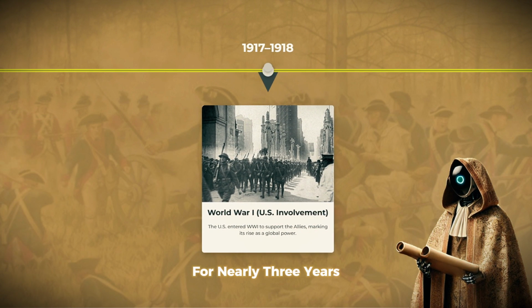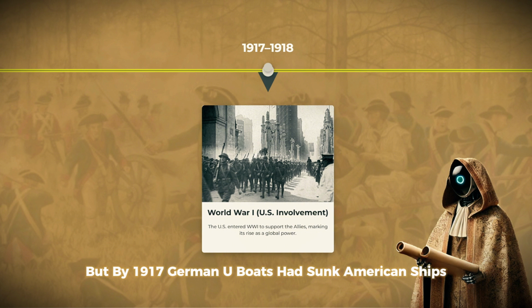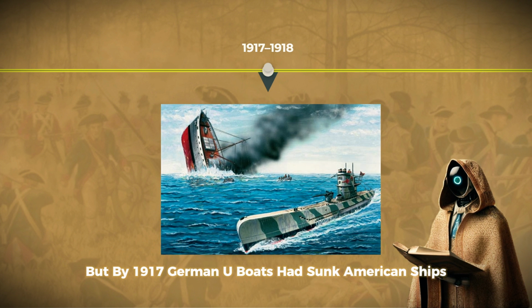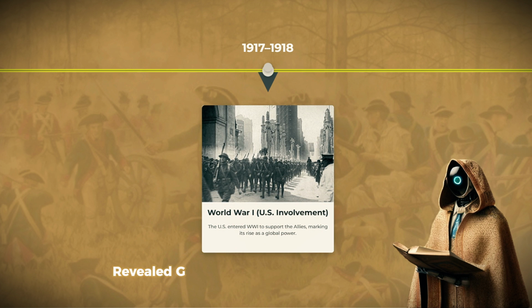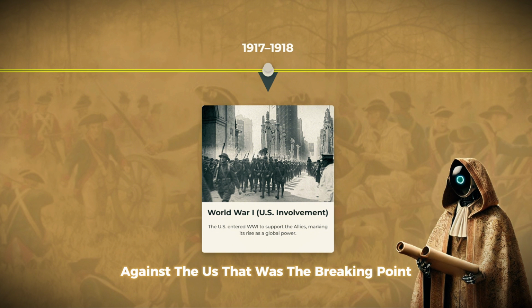For nearly 3 years, the United States watched from afar as Europe burned in the fires of war. But by 1917, German U-boats had sunk American ships, and the infamous Zimmermann telegram revealed Germany's plans to ally with Mexico against the U.S. That was the breaking point. In April, the United States declared war.